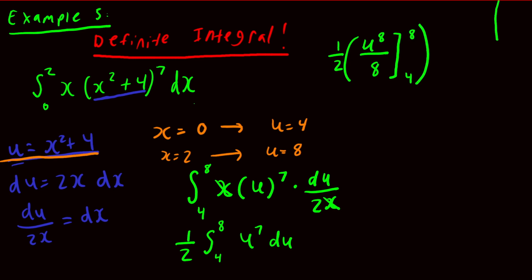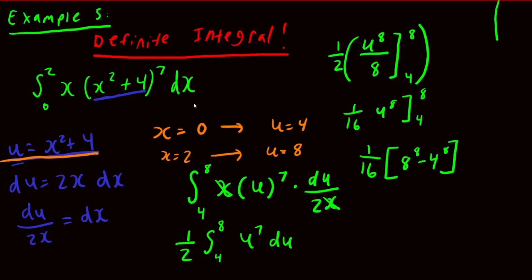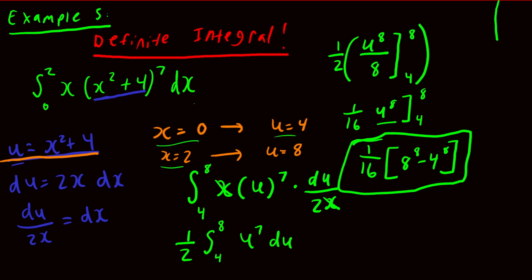And now we don't have to plug anything back into x, okay? So let me make this a little bit easier. I'm going to take out this 1/8, so it'll be 1/16 u to the 8th, from 4 to 8. So this would eventually equal 1/16 times 8 to the 8th minus 4 to the 8th. And this is our answer. I don't want to simplify this all down, but this is our answer. So we never needed to put this u back in terms of x. Why? Because we changed our bounds from their original x values to their u values.